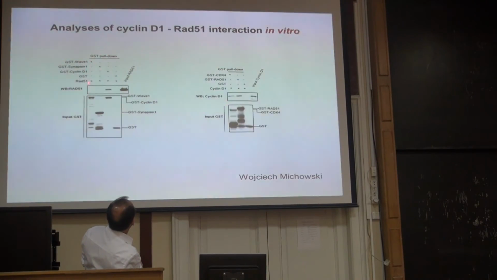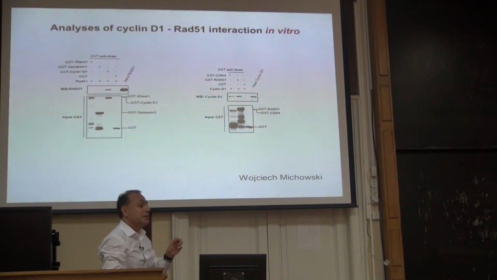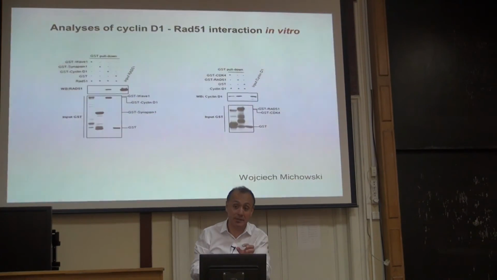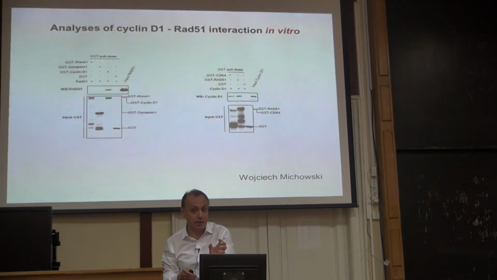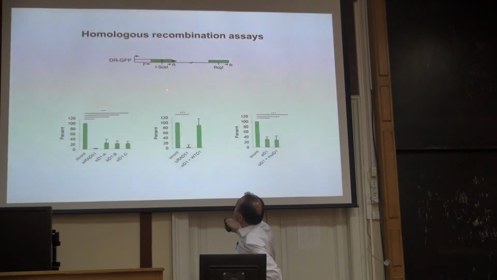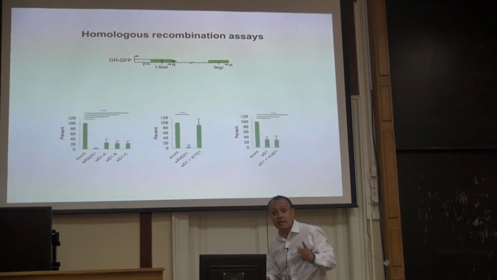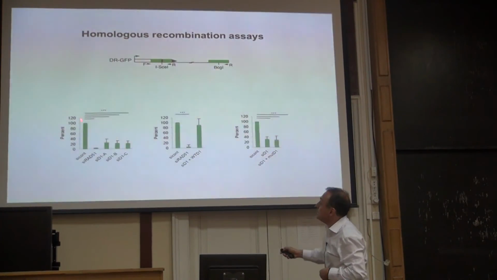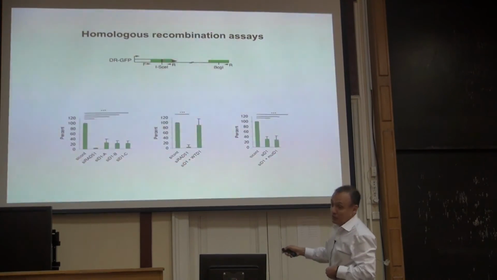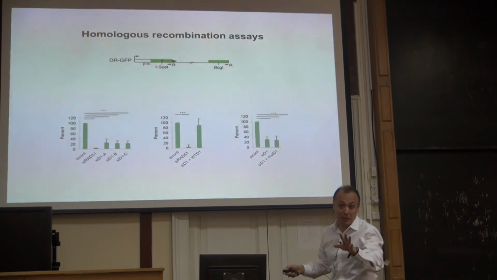By making different deletions, he actually identified the exact domain of cyclin D1 that binds RAD51, and he can make the mutant that does not bind RAD51 and perform the following experiment. We take the cells, we make this cut, and they are becoming green. Again, if we knock down RAD51, they are not becoming green, because RAD51 is the enzyme that drives homologous recombination. If we knock down cyclin D1 using the first, second, or third siRNA, that is making cells green, meaning homologous recombination goes down, as I showed you.